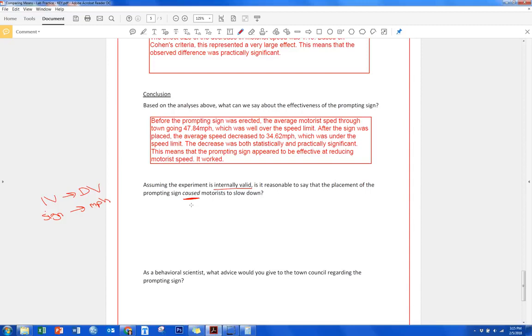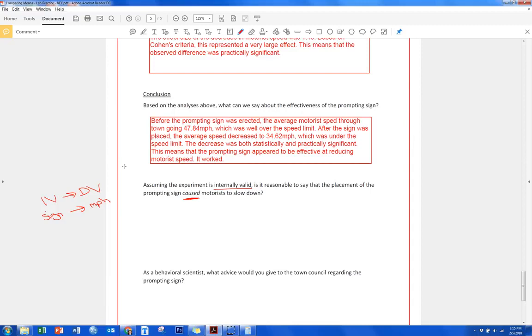So this is an experiment where you manipulate the independent variable. The whole purpose of an experiment is to make causal claims. So this is a situation where, assuming it's internally valid, yes, we can say that the sign caused the motorist to slow down. That was the whole point of the experiment.